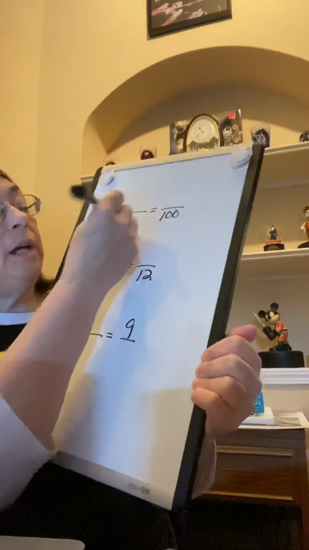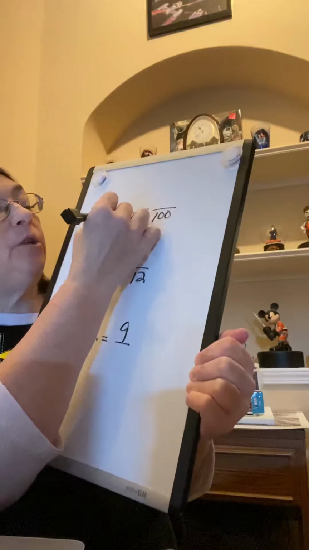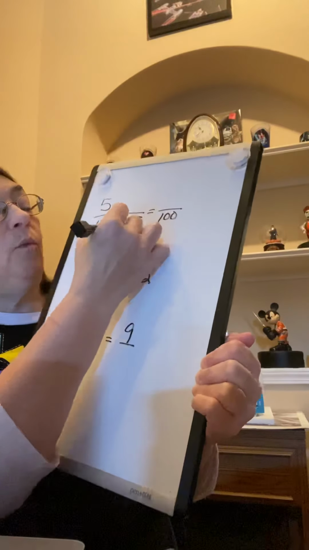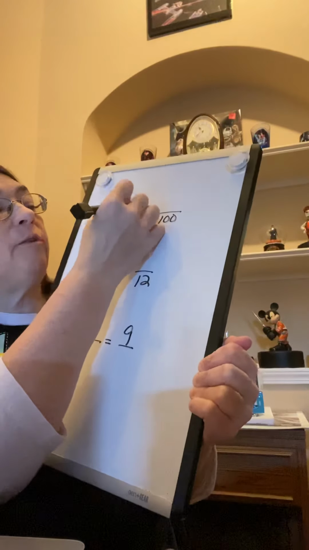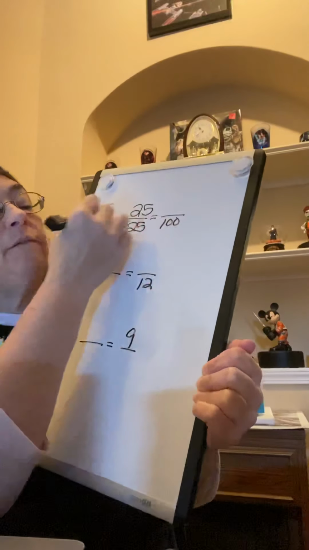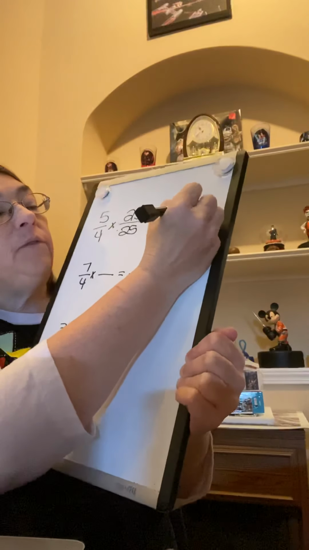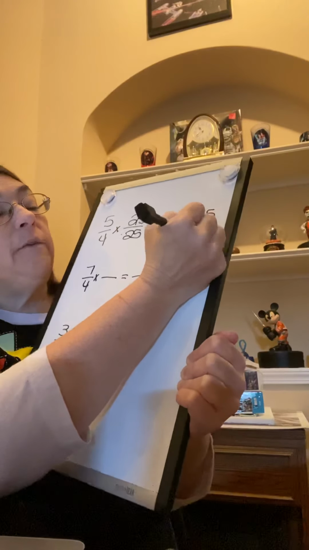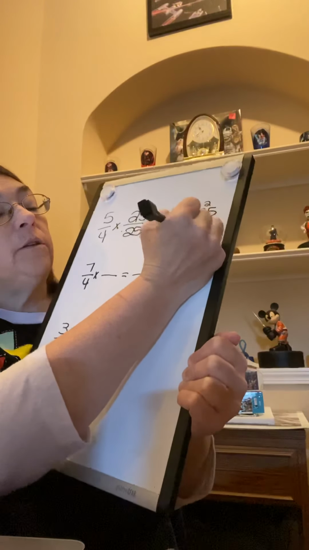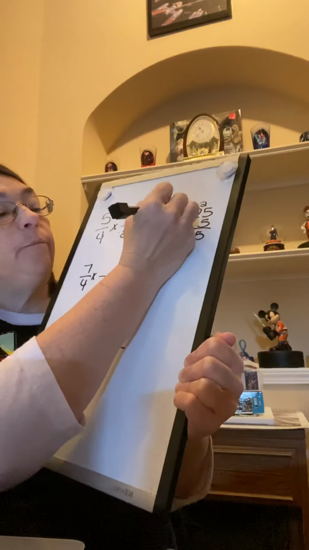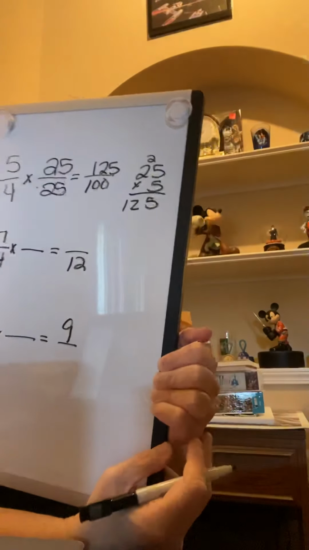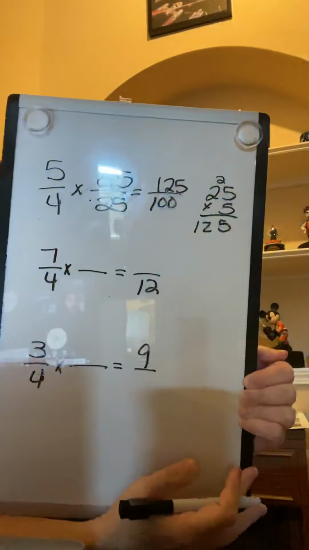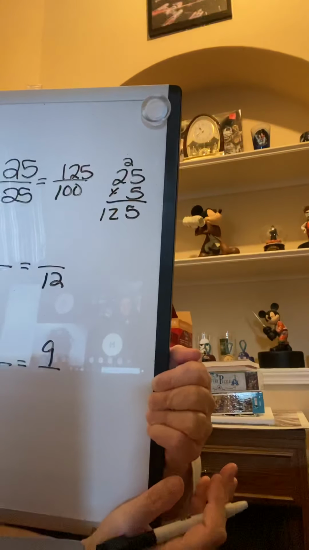All right, so 4 times what gives me 100 would be 25. Whatever I multiply the bottom by, I have to multiply the top by. 5 times 25. If you can't do that in your head, you go over here and work it. 25. So I get 125.